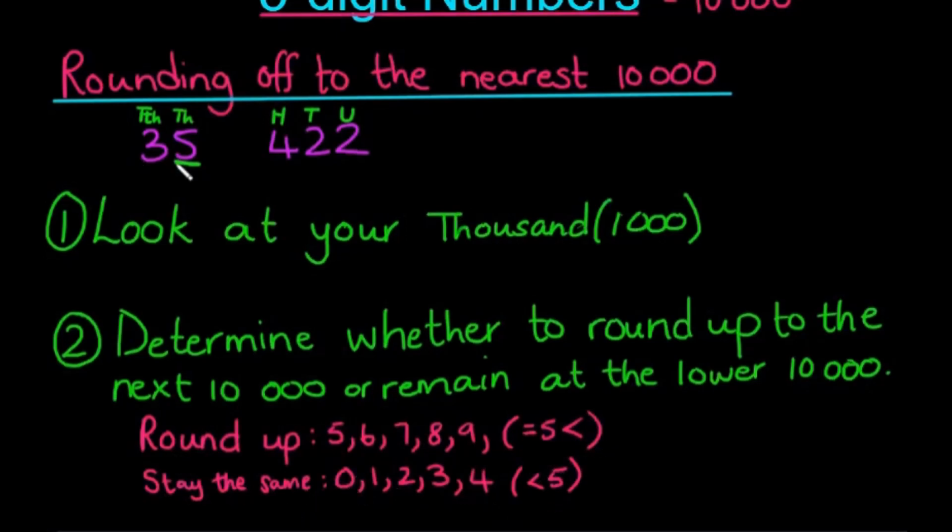So in our example, our 1,000 is 5,000, which means that it's equal to 5, which means that we need to round up. And our answer is 40,000. As you can see, there are no numbers after 1,000. When you're rounding off, there should be no number after the number that you are rounding to.